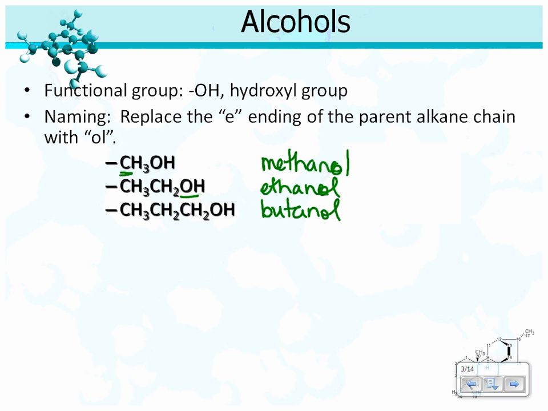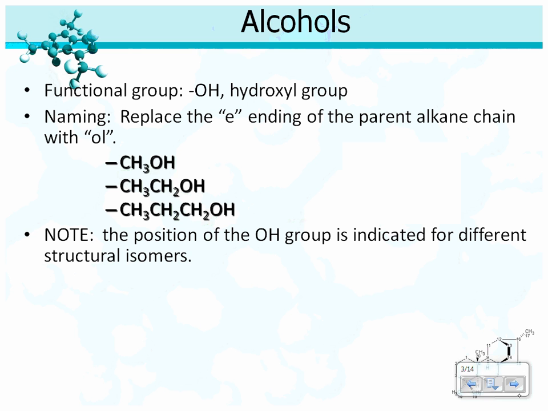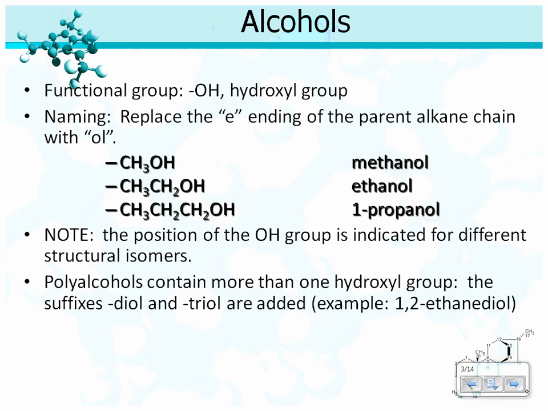And this is called butanol, okay? Now we're starting to get complicated because that OH can actually end up on the first carbon in the chain, like it does here. It's attached to that first carbon. What happens if it's attached to the second carbon? Well, then we use our numbering system to specify that. So the position of the OH group is indicated for different structural isomers. We have to use numbers. Oh, sorry, I wrote butanol there. It's propanol. My mistake. So we actually have to write 1-propanol instead to differentiate between the 1 and the 2. So we'll look at some more examples.